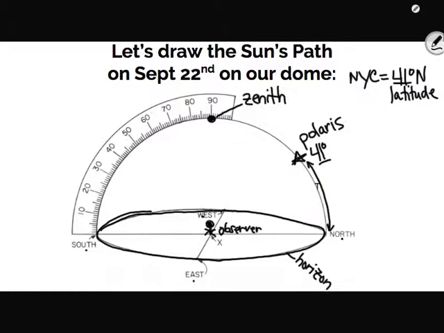And now I'm going to use a colored pencil. I'm going to use a blue marker. If you have a blue colored pencil or a crayon, you can use that to draw the sun's path on September 22nd on our dome.